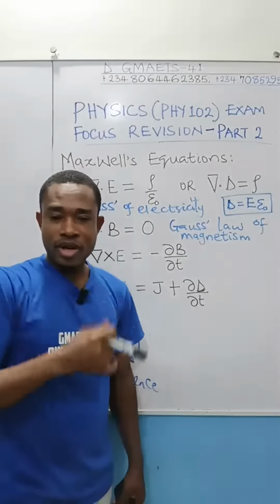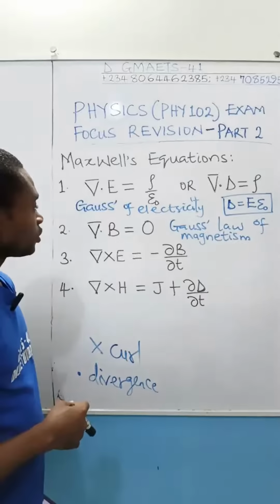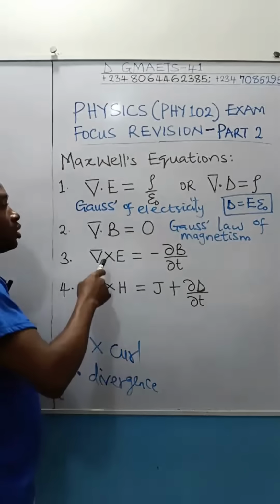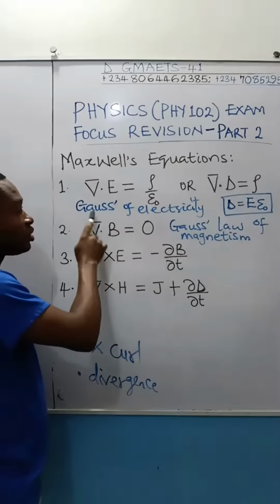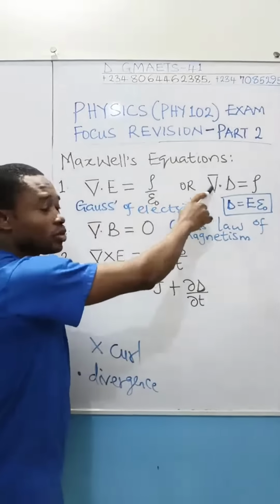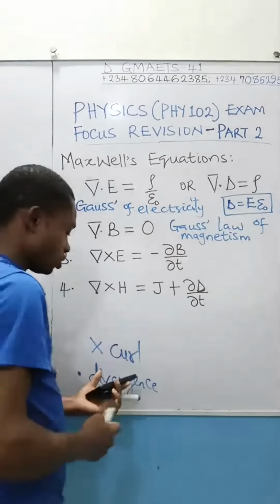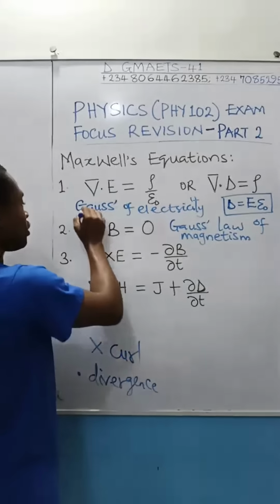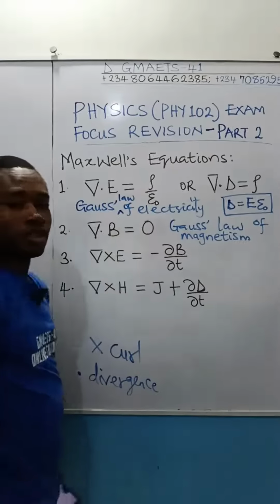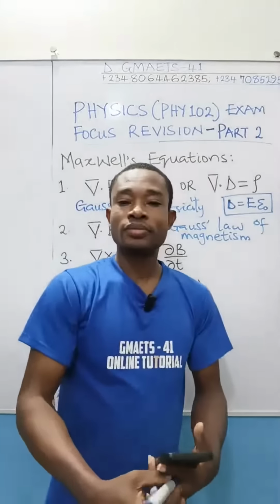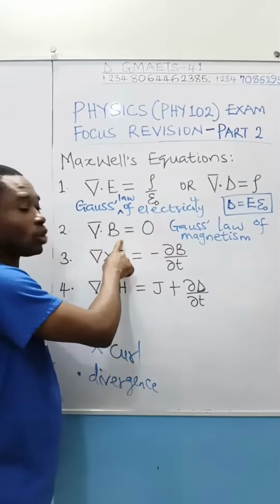Does that make sense, right? Good. This will now take us to the second one. However, you want to take note of the name of this equation. This equation is called Gauss' law, Gauss' law of electricity. Okay? All right.